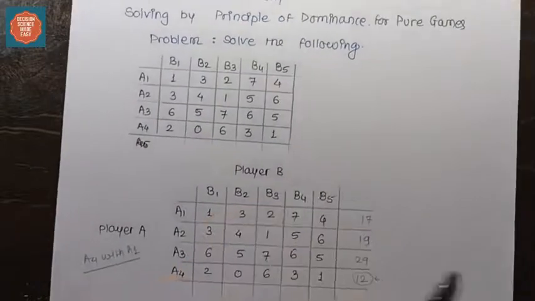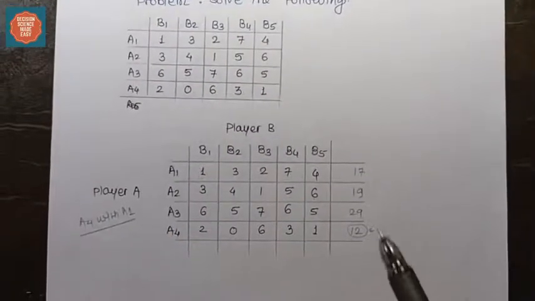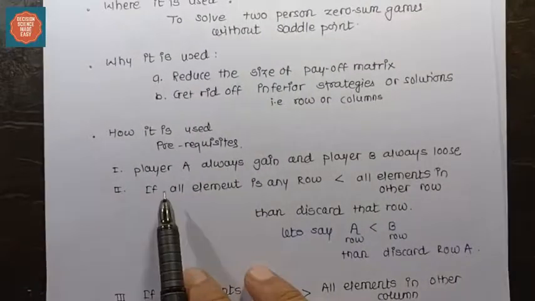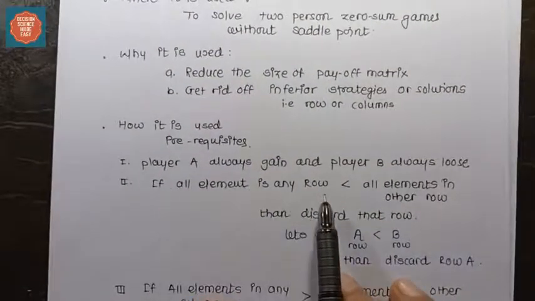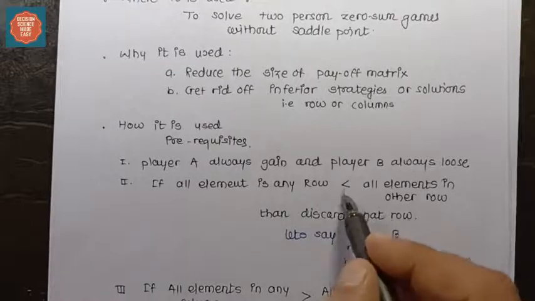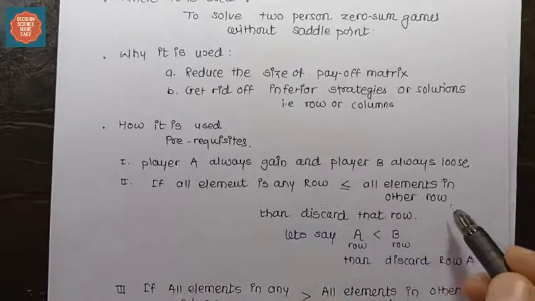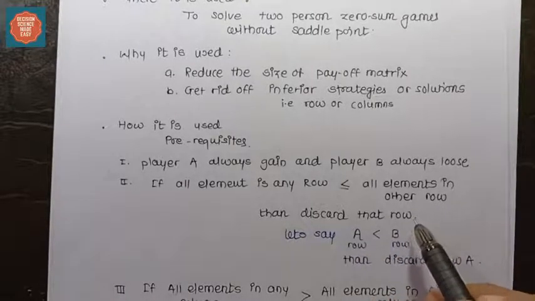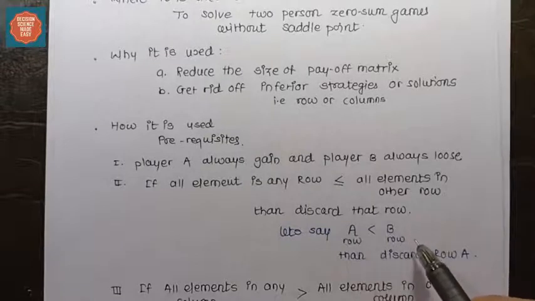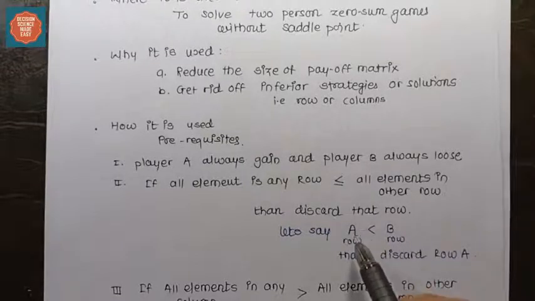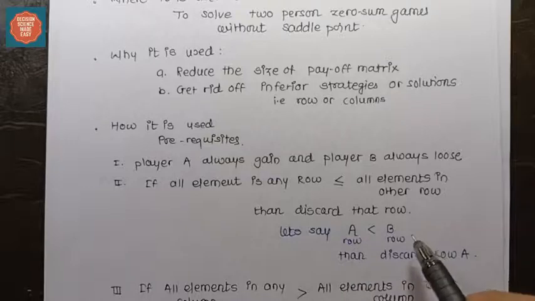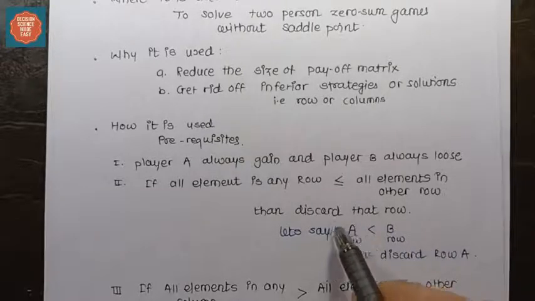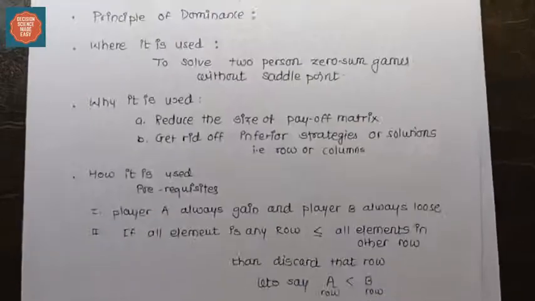I'll just simply write down the matrix as it is. Now what is the rule? The rule is we need to compare. If all the elements in any row are less than or equal to all the elements in the other row, then discard that row. Let's say A is one row and B is another row. So if all the elements of A are less than all the elements of row B, then we are going to discard A.